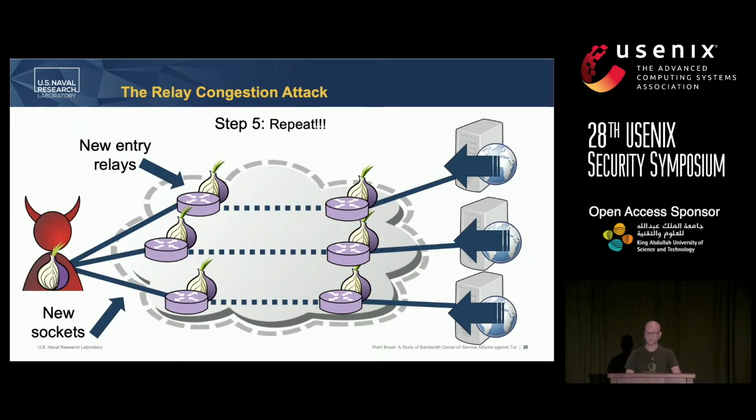Step 5, repeat. You can build thousands of these circuits at the same time. Important things to note when you're building these circuits is spreading them out across different relays. You can choose any relay in the network as a first hop into the network. And each attack circuit uses a different socket TCP connection in order to have more control over the attack circuits.